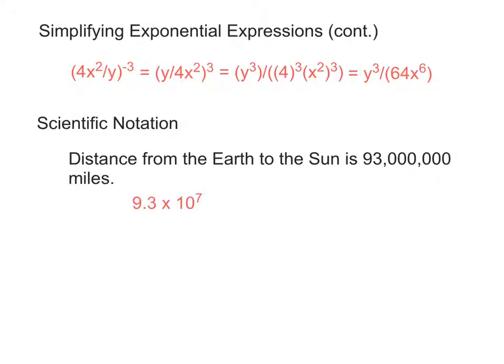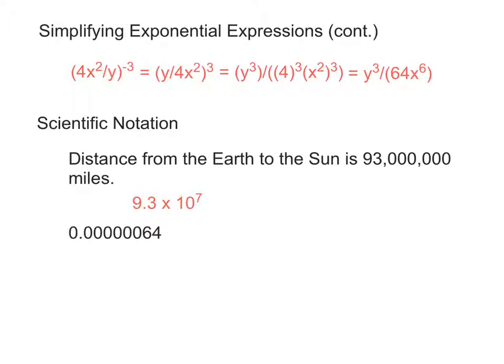So in scientific notation, the distance from the Earth to the Sun could be written as 9.3 times 10 to the 7th, okay? So we don't have to write all those zeros. And if we look at it, basically we're saying multiply by 10 to the 7th, which is 10 million. So multiply 9.3 times 10 million and you'll get 93 million, okay? So this is one way of using scientific notation.